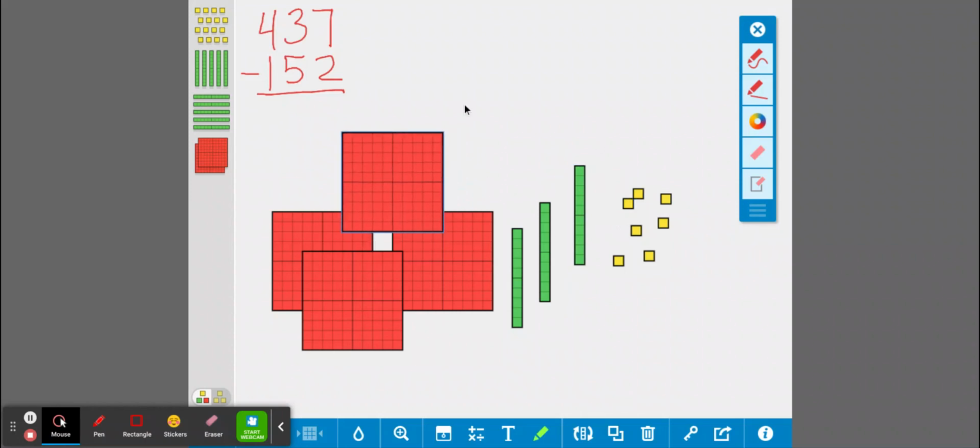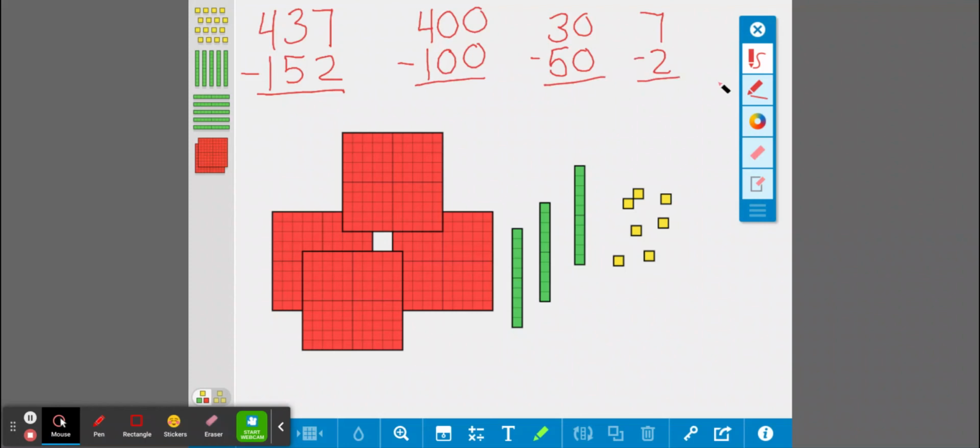So when we're subtracting, the first thing that we have our students do is take that total number 437 and break it down into its values, 437. And we're going to be subtracting 152 from it. So we're going to break that down into its values as well, 152. And we create 3 separate subtraction sentences.